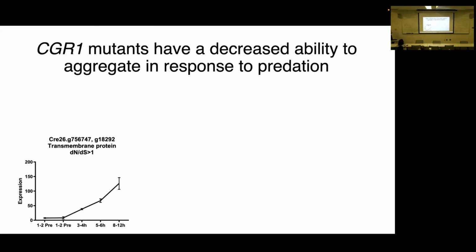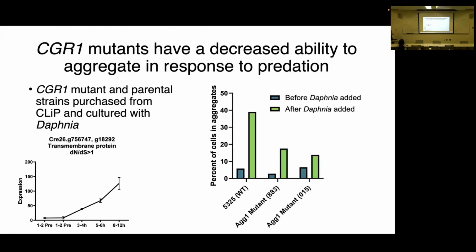And its expression increases after the addition of predators, which you see here. It also has a dN/dS of greater than 1, which means that it's been subjected to positive selection in the Volvocine clade. So we ordered CGR1 mutants from something called the Chlamydomonas Library. We ordered 2 of them, and we cultured them with predators to see if they could aggregate, like the wild type does. And we found that they had a reduced ability to aggregate, indicating that this gene is necessary for normal aggregation.